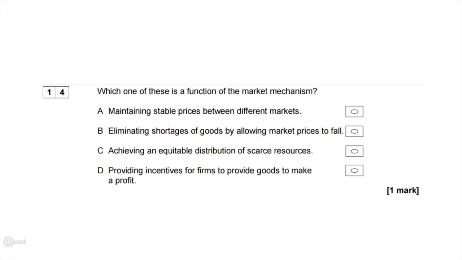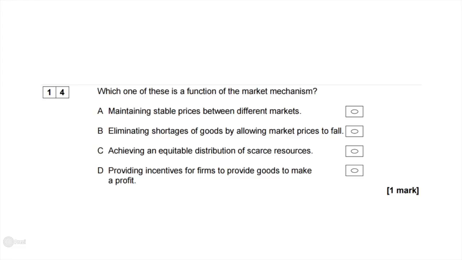Question 14. Which one of these is a function of the market mechanism? A. Maintaining stable prices between different markets. The market mechanism may not necessarily do this. If there are large shifts in supply and demand, prices can fluctuate wildly between markets, so it's not A. B. Eliminating shortages of goods by allowing the market price to fall. This is wrong because actually the opposite would happen. If there's a shortage of a good, it would be rationed out to consumers by the price rising quite dramatically.